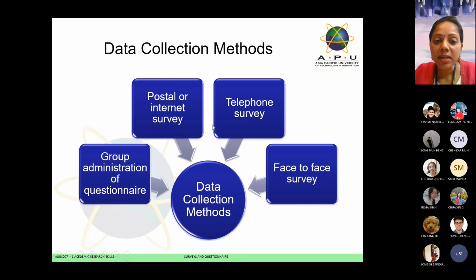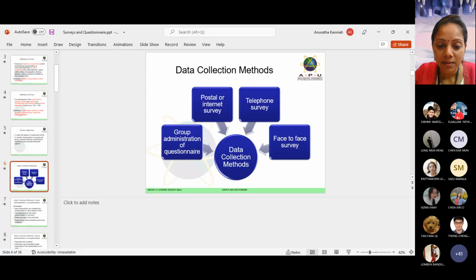Have you heard of postal survey? Have you received any letter where people want you to do some survey? Anyone? Anybody? I didn't hear about postal survey, but I heard about internet survey. Internet survey? Yeah. Okay. All right. So we have internet survey. So anyone has received any letters for survey purpose?